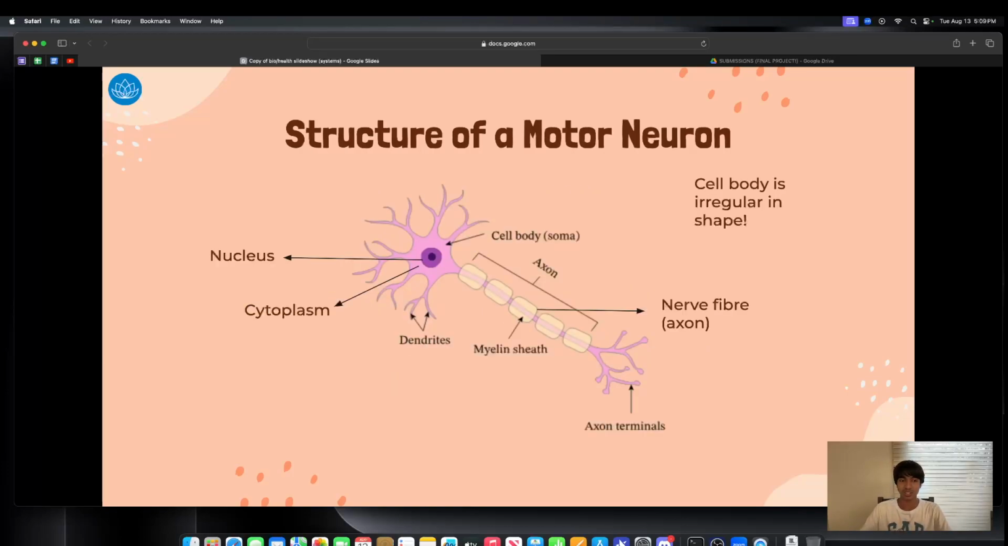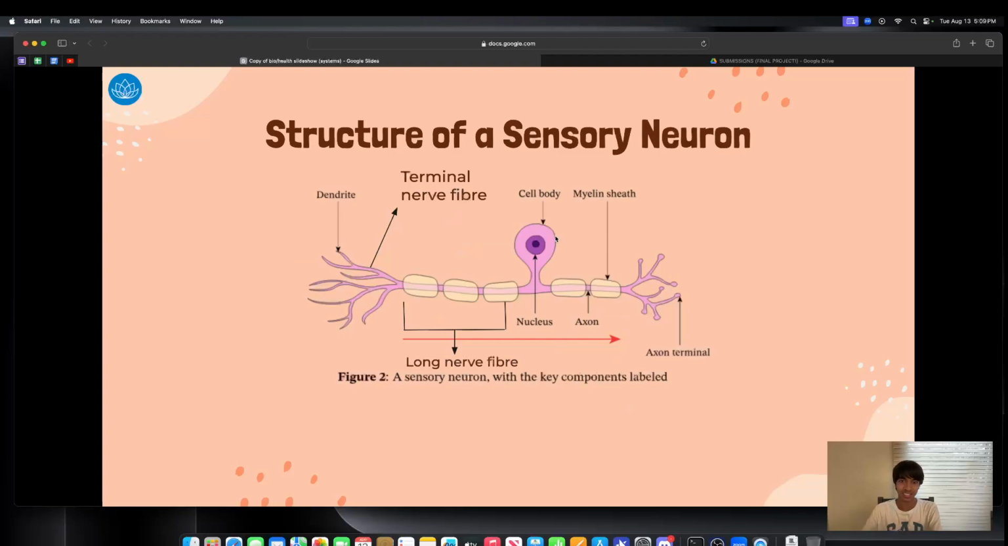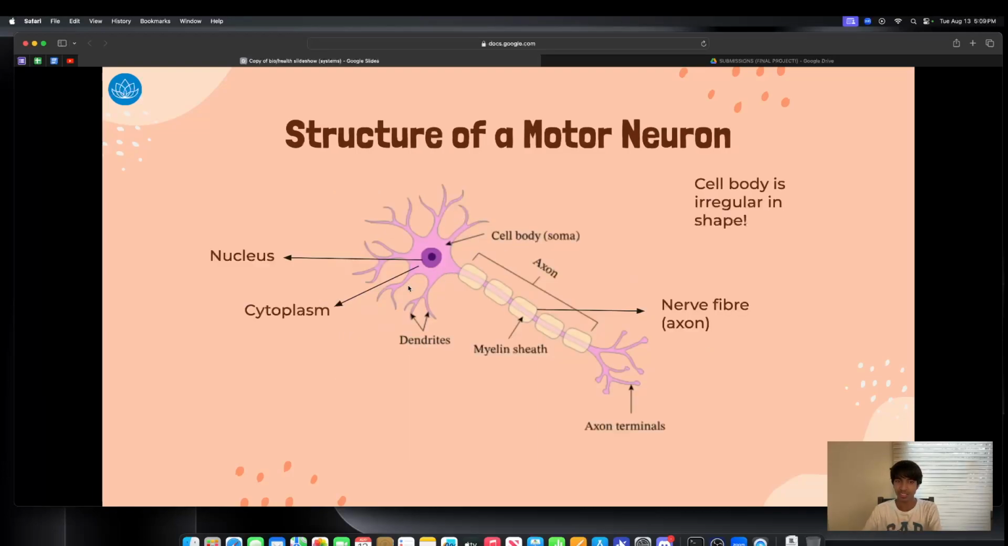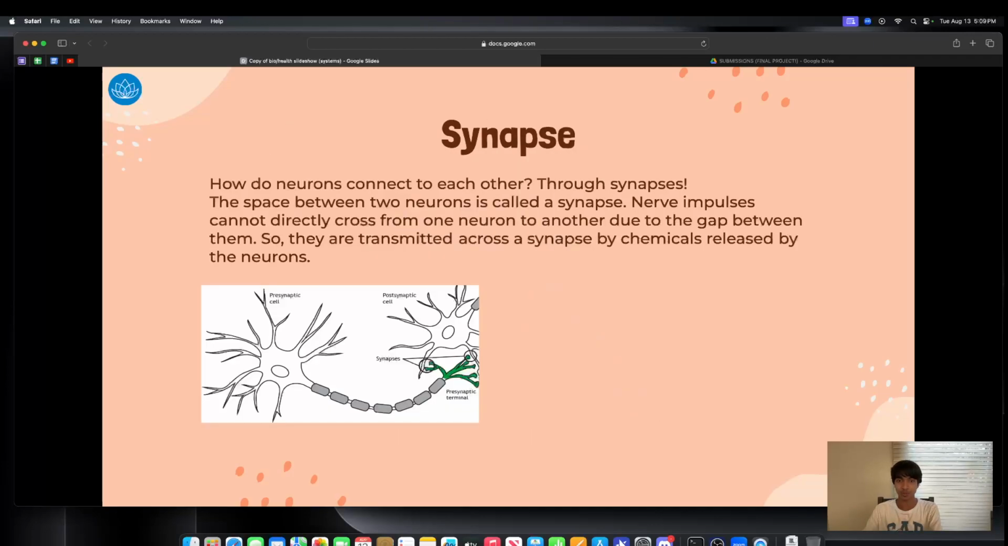And then here's the structure of a motor neuron. As you can see, the cell body is in an irregular shape, right? Here, the cell body is in a circular shape. Here, it's really irregular. It's really messy, right? So here's the explanation of the parts.